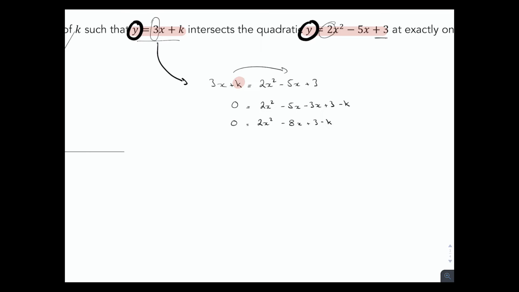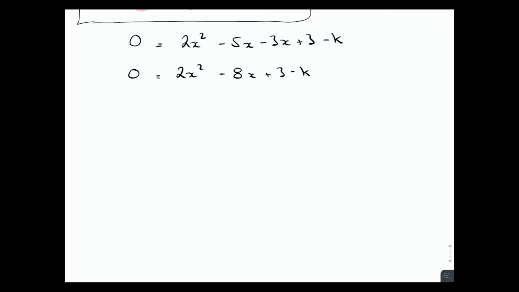So we want this equation to have one solution because we want the line to intersect the parabola at 1 point. What that means is, in this quadratic, we only want to have one solution. So in our discriminant, b squared minus 4ac, we want that to equal 0. So what plays the role of a? Well, 2 is going to be a, negative 8 is going to be our b value, and this here, 3 minus k, is going to play the role of our c.